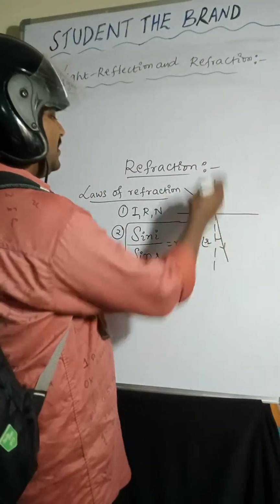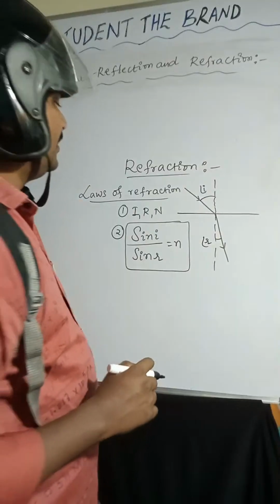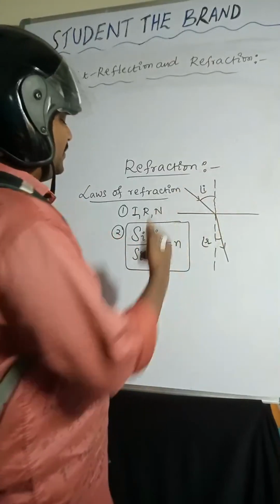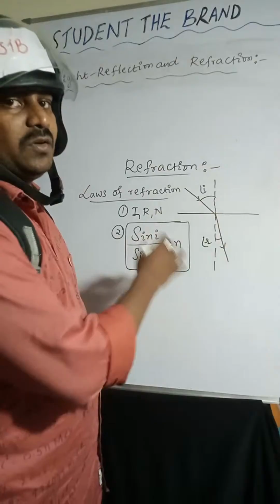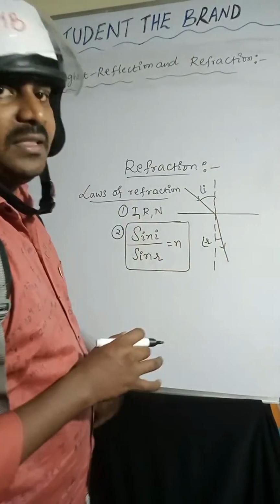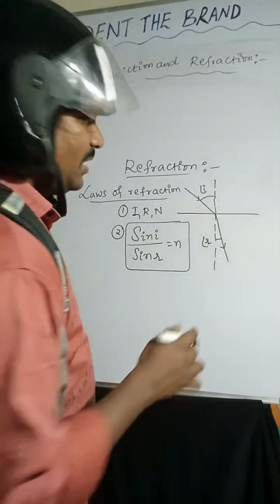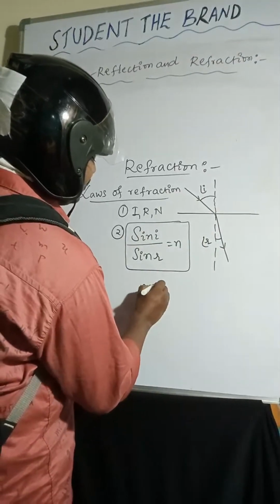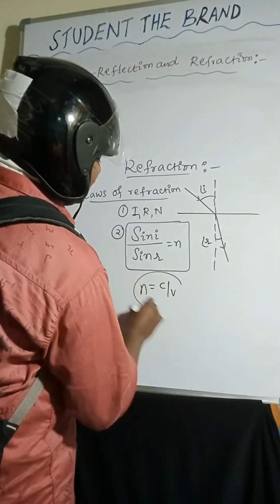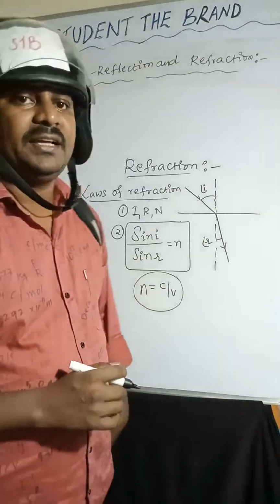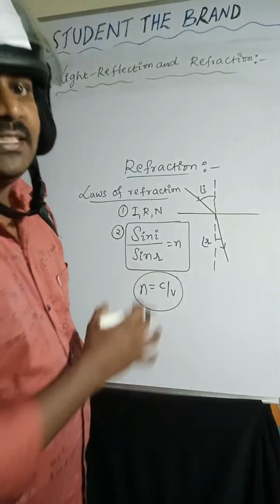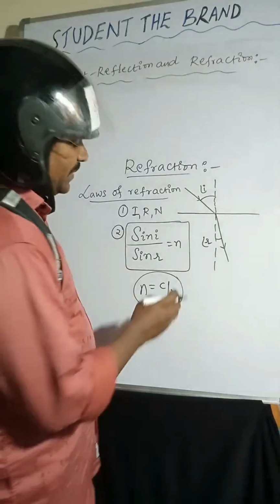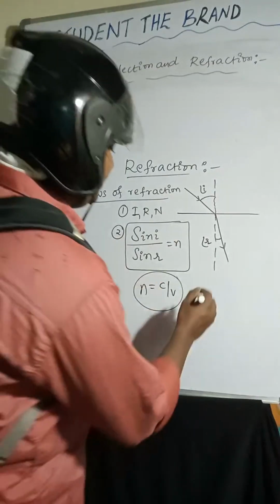The incident ray, refracted ray, and normal line lie in the same plane. The ratio of sine of angle of incidence to sine of angle of refraction is equal to a constant, that is n, the refractive index. Now we can take n equal to c by v. This is called the absolute refractive index: speed of light in vacuum by speed of light in medium.